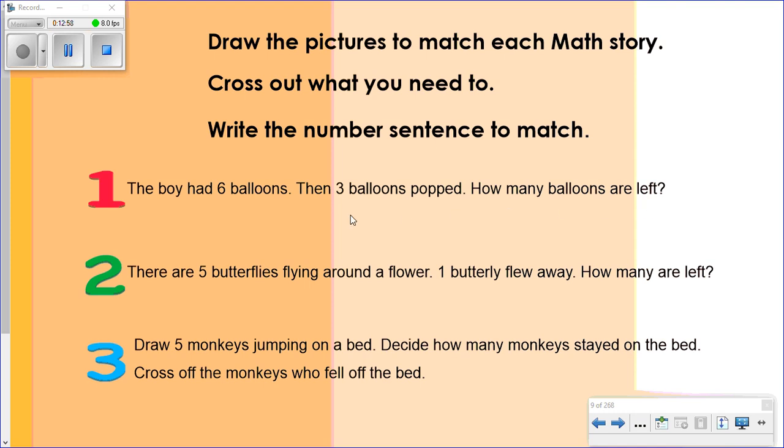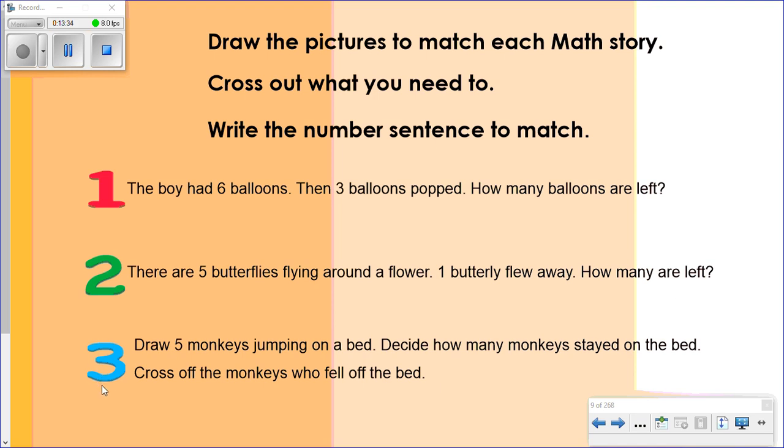So you would need to make a picture of a boy with 6 balloons. And then if 3 balloons popped, that means you will cross them out to see how many are left, and then you would write the number sentence. Remember, that would include the minus sign and the equal sign. Here's number 2. There are 5 butterflies flying around a flower. 1 butterfly flew away. How many are left? So you make the picture and number sentence to match.